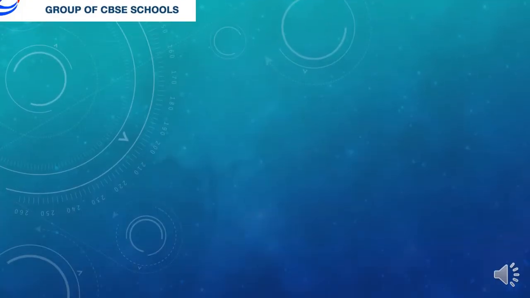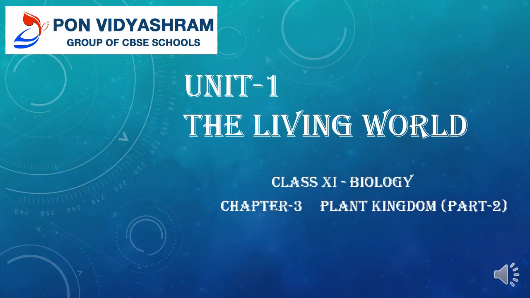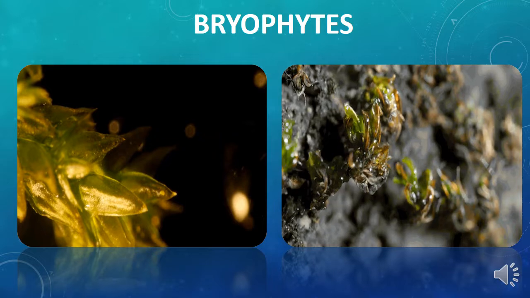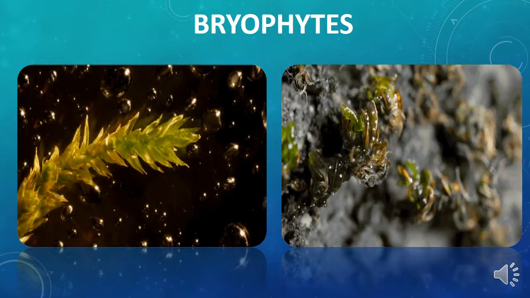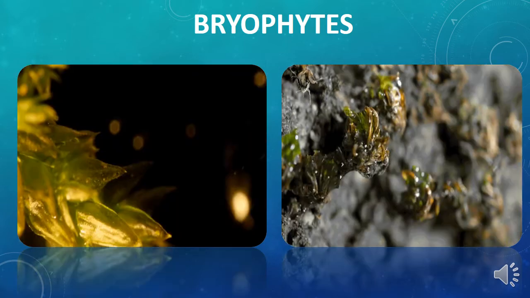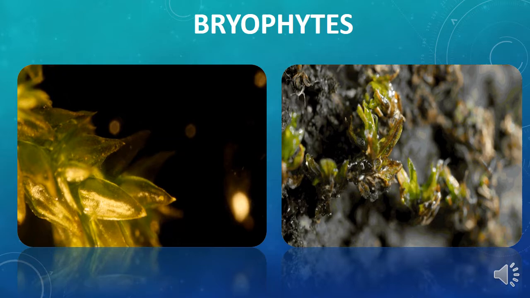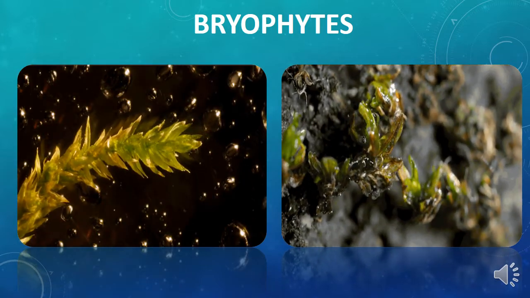Hi students, welcome back. We are in Unit 1, The Living World, Chapter 3, Plant Kingdom, and this is a Part 2 video. In Part 2, we are going to see about the bryophytes. In Part 1, we have seen the Thallophyta, that is algae, and now we are moving on to the second division, which is the bryophytes.